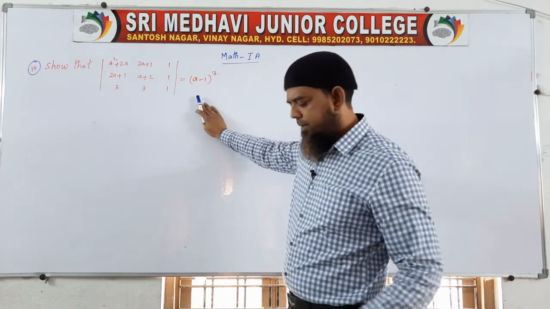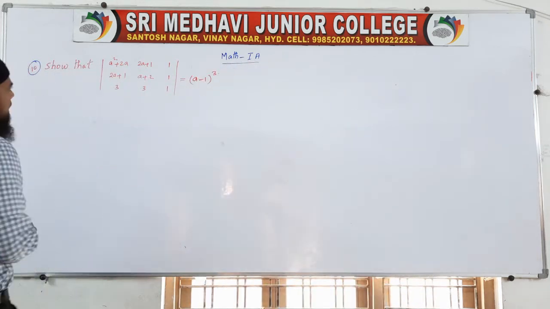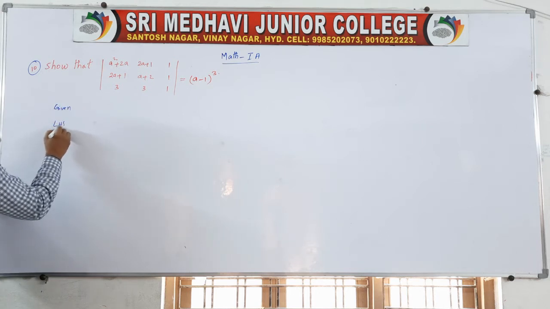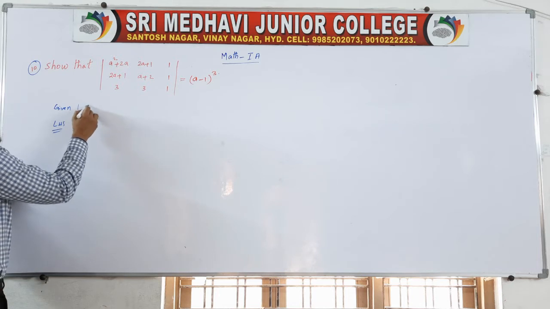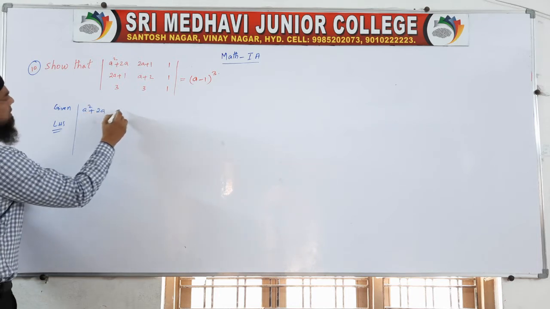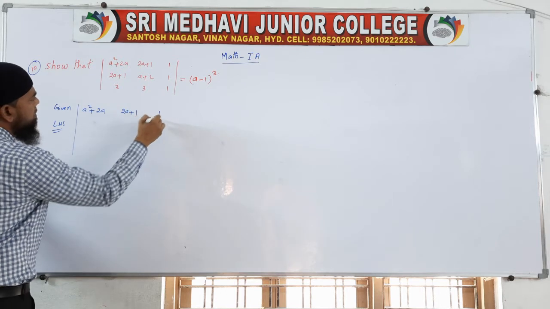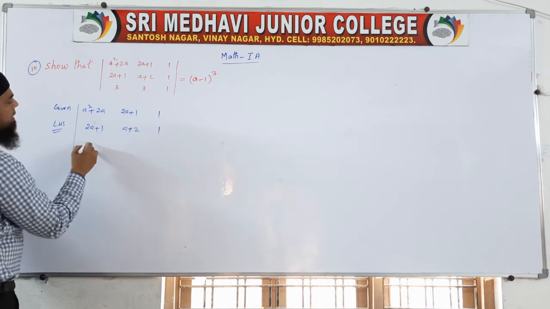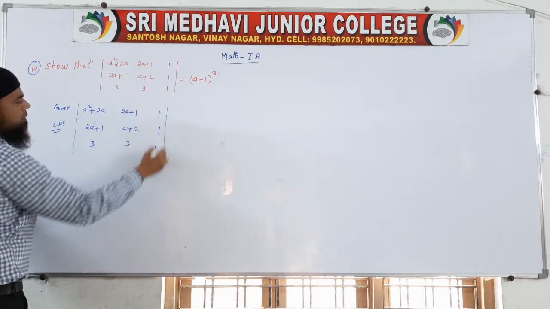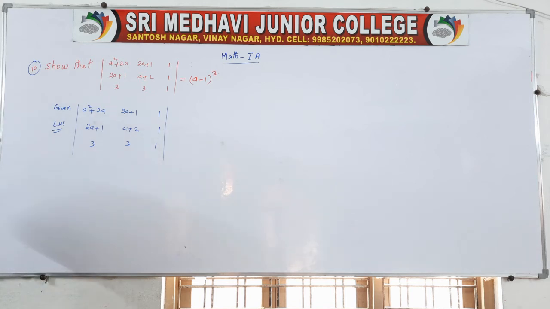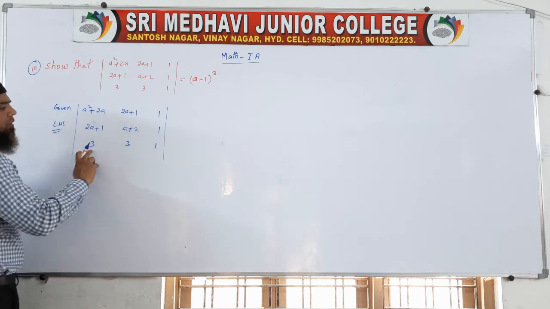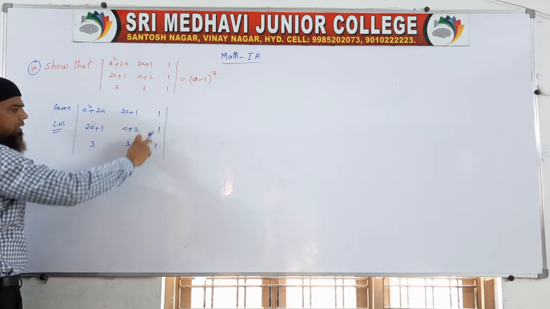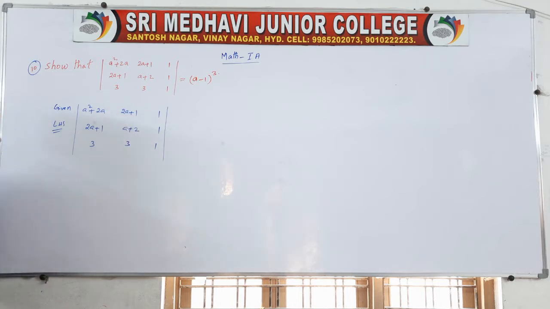This is problem number 10. One determinant is given. First of all, I am writing the given LHS. The determinant I am writing here: a square plus 2a, 2a plus 1, 1; 2a plus 1, a plus 2, 1; 3, 3, 1. Now, see here we are having 3, 3, 1. We have to show a minus 1 whole cube here. And these 3 ones are present in a column.